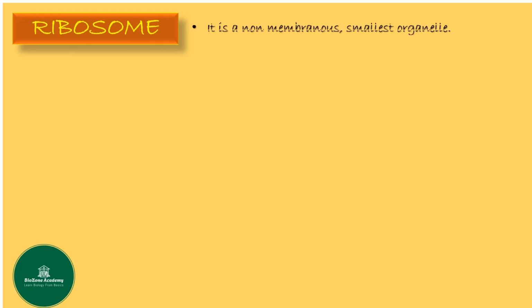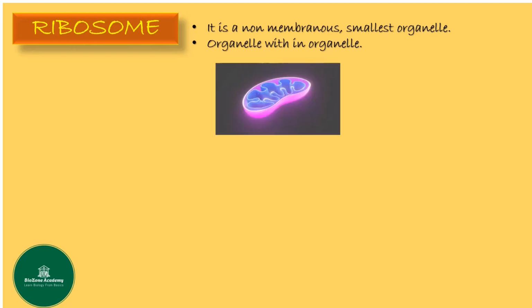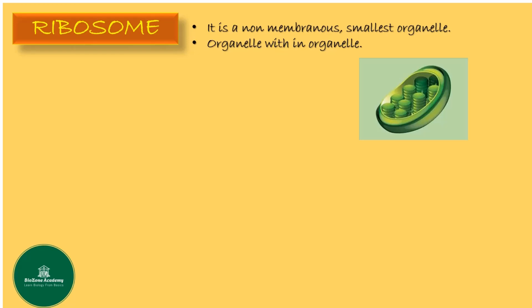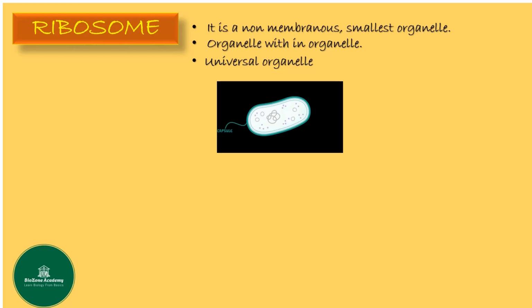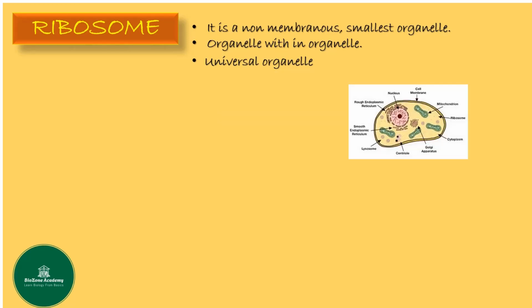Today's topic is ribosome. Ribosome is a non-membranous and smallest organelle. It is an organelle within organelle because it is found within mitochondria and also within chloroplast. Ribosome is a universal organelle because it is found both in prokaryotic cells like bacteria, and also in eukaryotic cells like plant and animal cells.